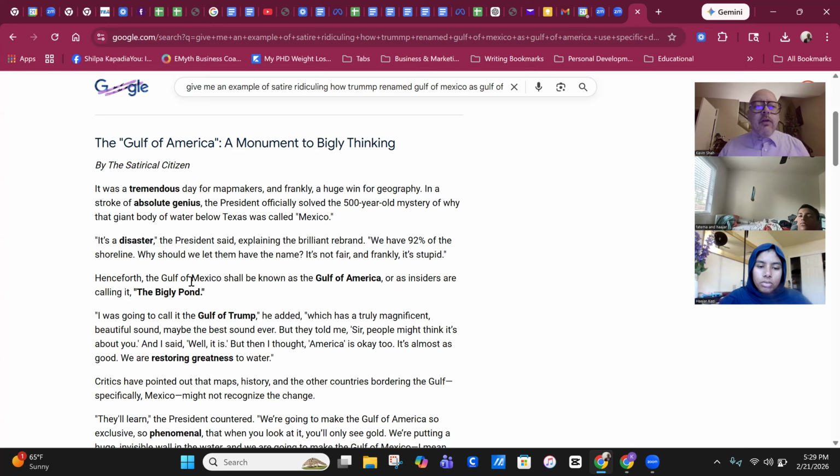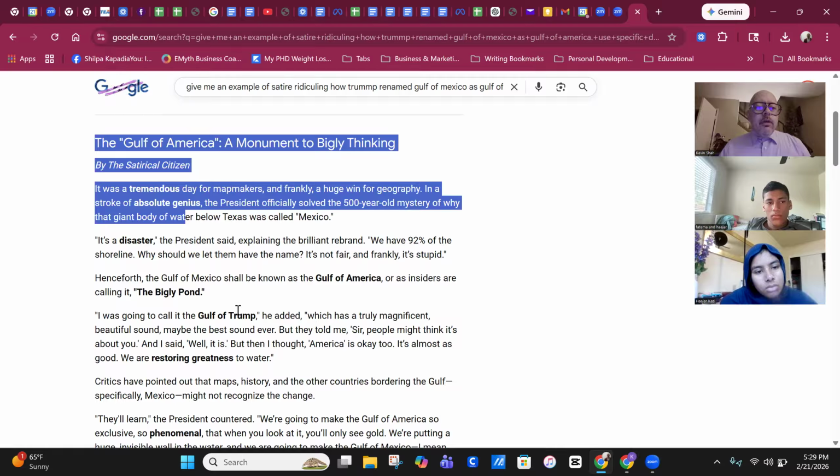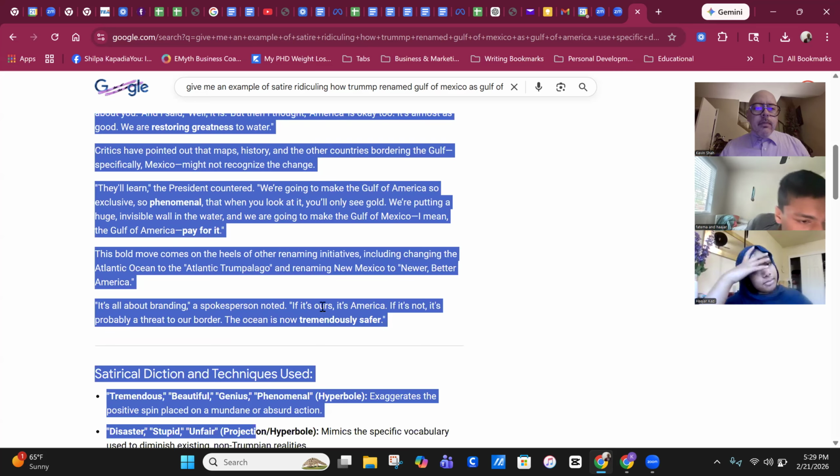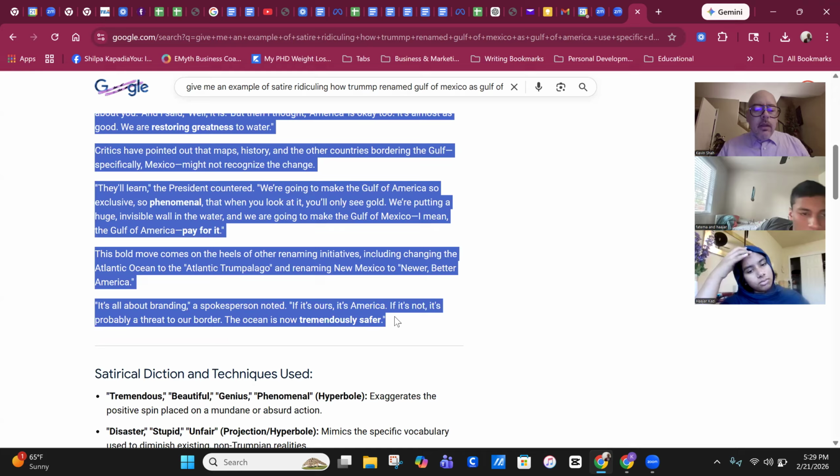"Henceforth, the Gulf of Mexico shall be known as the Gulf of America, or as insiders are calling it, the Bigly Pond." Do you see the exaggeration there? Okay. So if you want, I will give this to you in the chat if you want to use it.